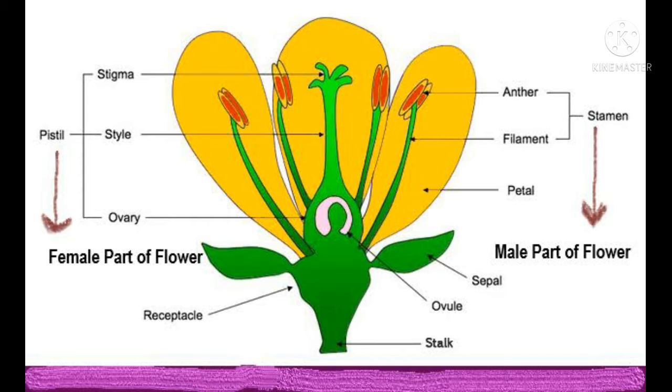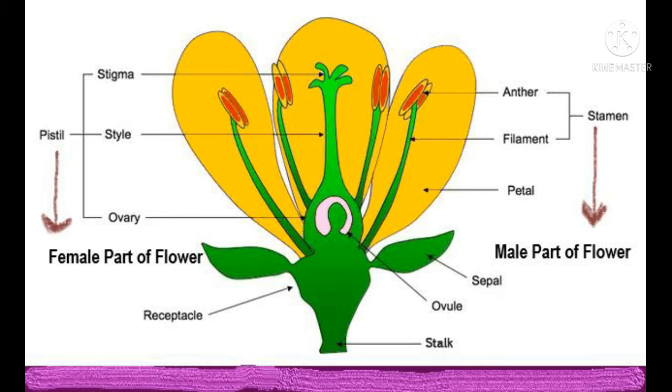The filamentous part by which a flower is attached to the branch is known as pedicel, and the top portion of the pedicel, which is flattened, is known as receptacle, or it is also known as thalamus.